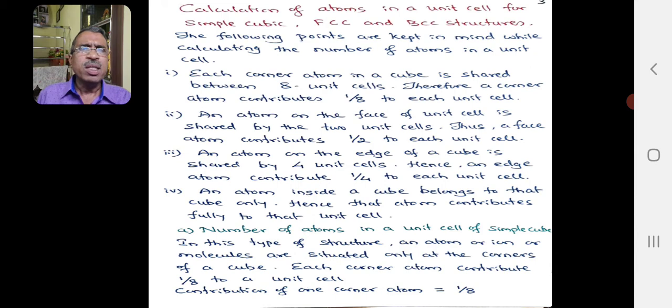An atom inside a cube belongs to that cube only. Hence, that atom contributes fully to that unit cell.